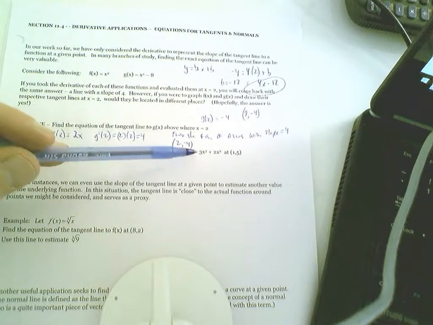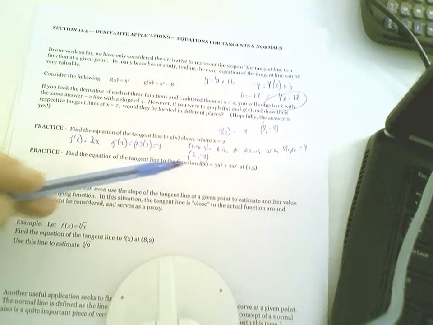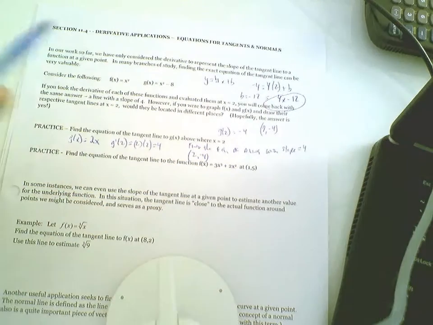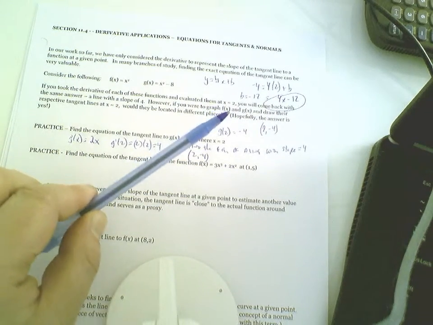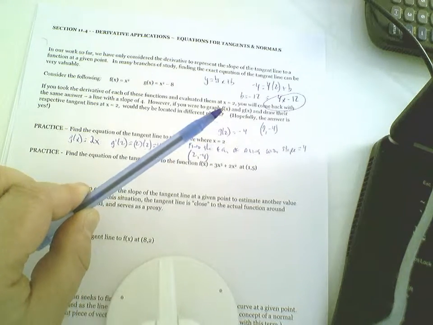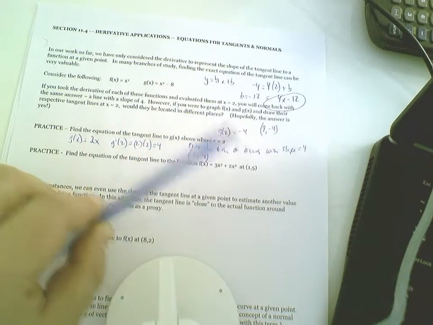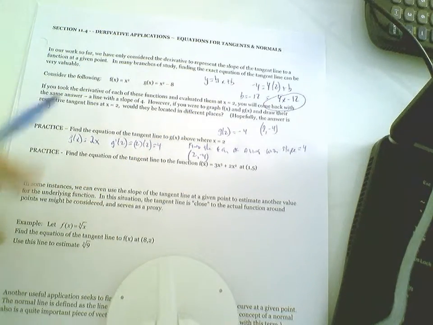New function, f of x equals 3x cubed plus 2x squared. Find the equation of the tangent line to the function f of x at the point (1, 5). So I already know the point that my tangent line needs to touch. Knowing a point, if I can get the slope of the tangent line at this point, I'm going to be in business.